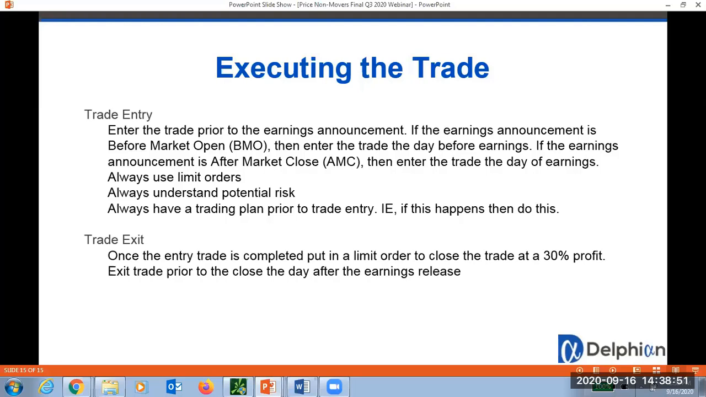It's very important. Once the trade is entered, put the limit order in, get it set to close at 30% of your max profit, or the credit received, and then just have that order in there GTC. And then make sure, if you don't get filled on your profit, you exit the trade prior to the close the day after the earnings release. So make sure you're out prior to the close if that profit isn't hit or your stop loss isn't hit either.